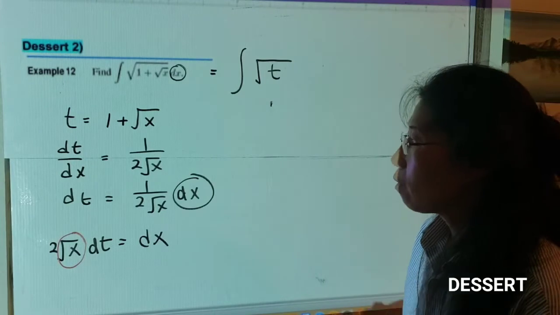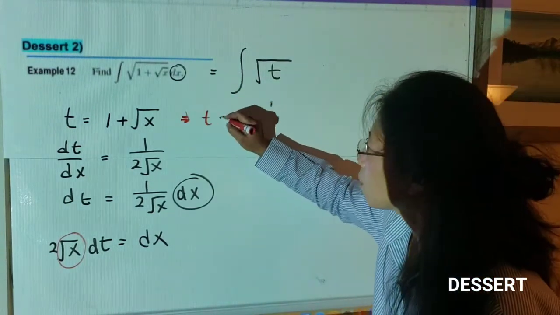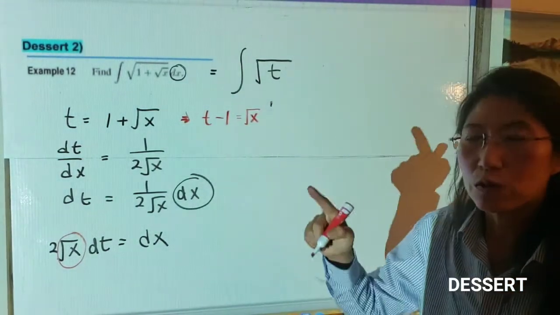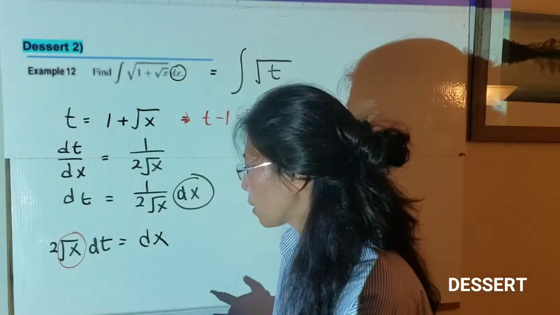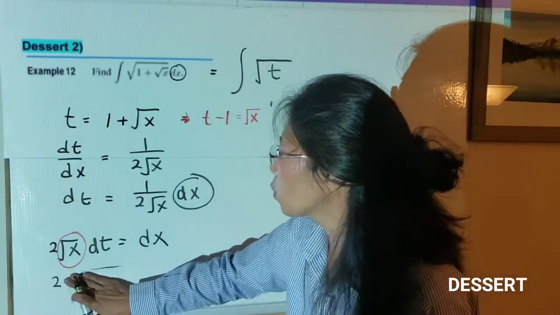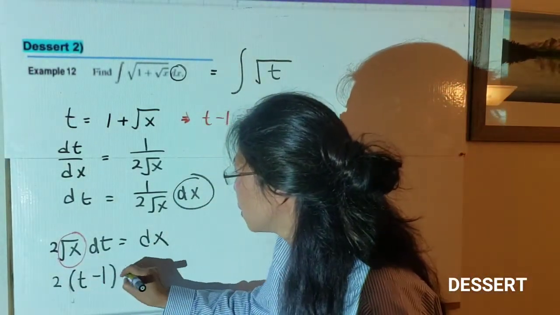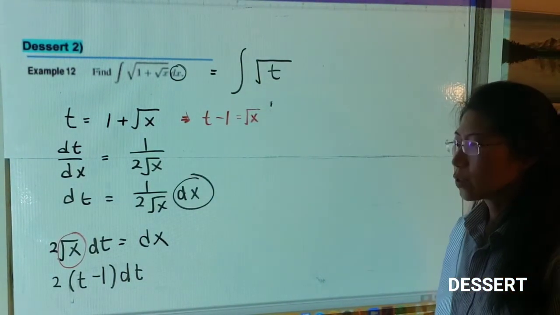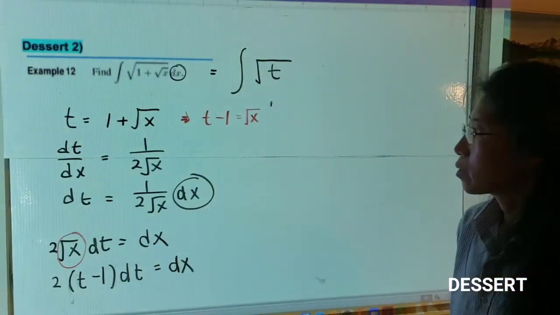So now I'm going to play with this, and you see that t minus 1 is square root of x. Don't forget, everything is in there. You just have to keep looking for how I can substitute. So I can rewrite this as 2 times the square root, which I can write as t minus 1, so 2 times t minus 1 dt, there you go. It's kind of weird, right? And that's dx.